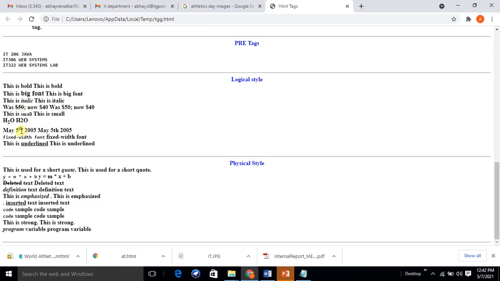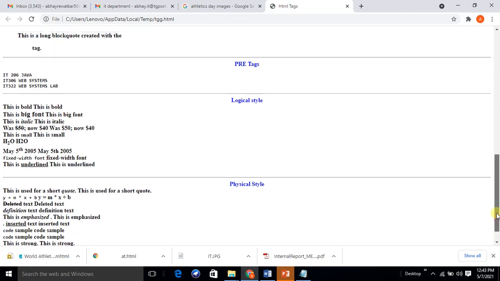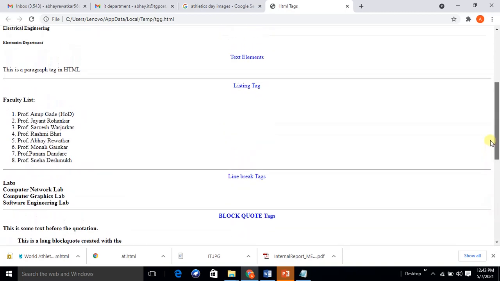Again here we use the superscript and subscript concepts. We have different types of tags: underline tag, superscript tag, subscript tag, italic tag, bold tag. Such types of tags, the bold tag, the italic tag, the superscript tag, the subscript tag. Now physical style. What types of physical style do we use? So these are the different types of tags we have used.